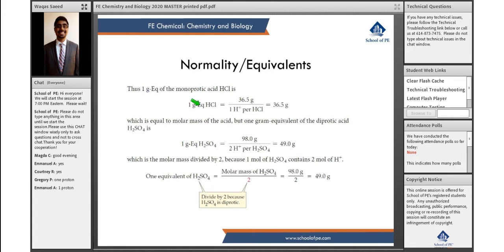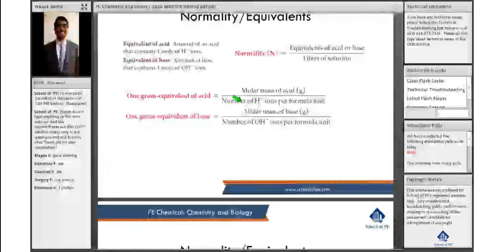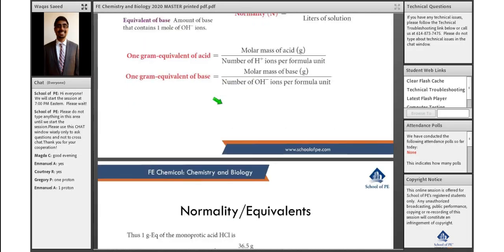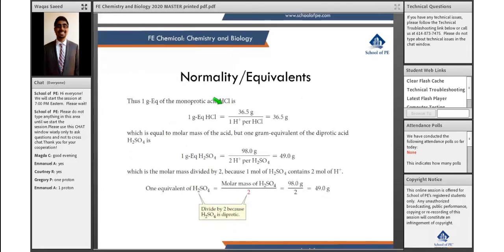If I wanted to find the gram equivalent of HCl, I would take the molecular weight, which is this formula here, molar mass or molecular weight of HCl, and divide it by the number of H plus ions in that acid. If you look up on the periodic table, the molar mass of HCl is 36.5 grams, and that's divided by 1 H plus ion, because there's only 1 H plus ion in this compound. So the 1 gram equivalent of HCl is equal to 36.5 grams, which is the same as your molecular weight.